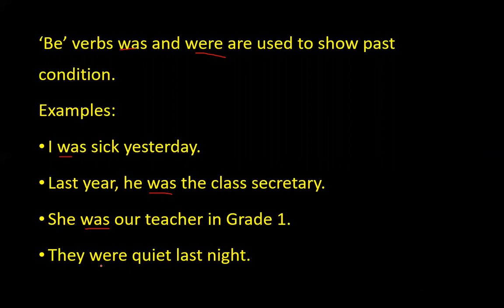They were quiet last night. So the indicator here is last night. It means that it had already happened. And since the pronoun is plural, we use were. So again, the be verbs was and were are used to show the past condition.